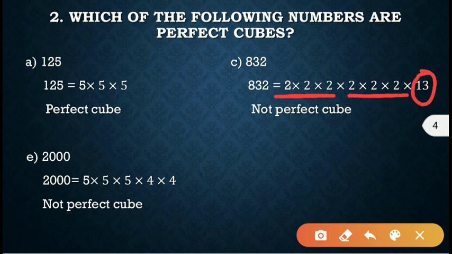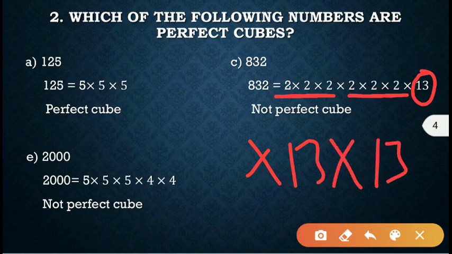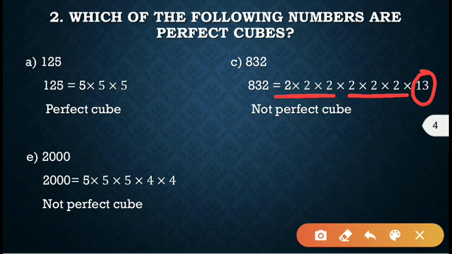Here 13 is alone, so that means this is not a perfect cube. For it to be a perfect cube, if 13 and 13 were there, then this would become a pair, and then we could say that it is a perfect cube. But 13 does not have any pair, that's why it is not a perfect cube.